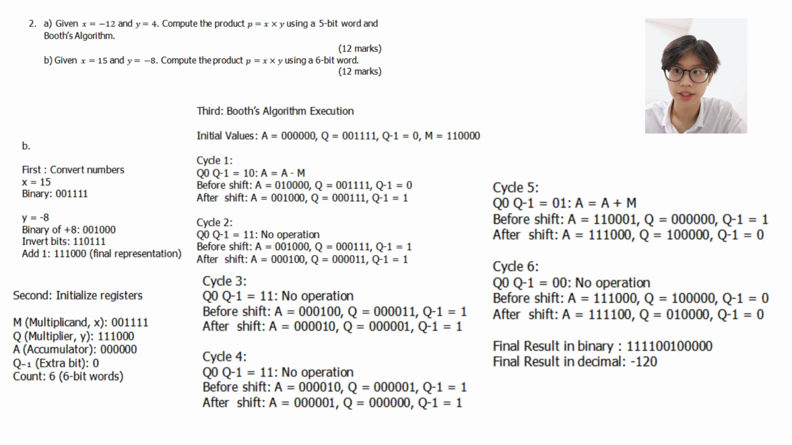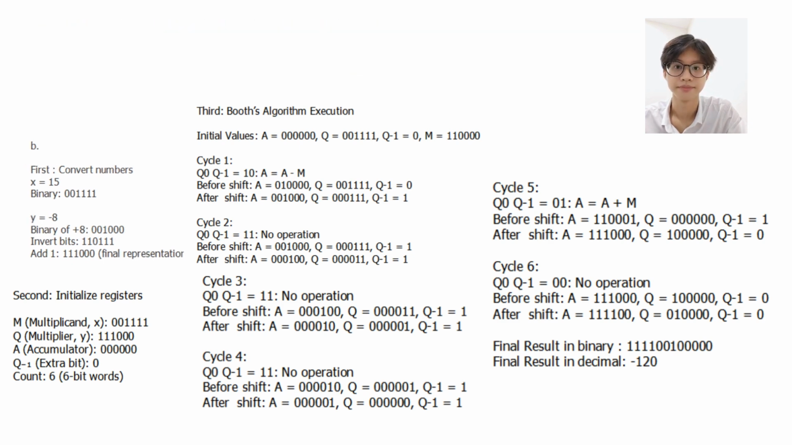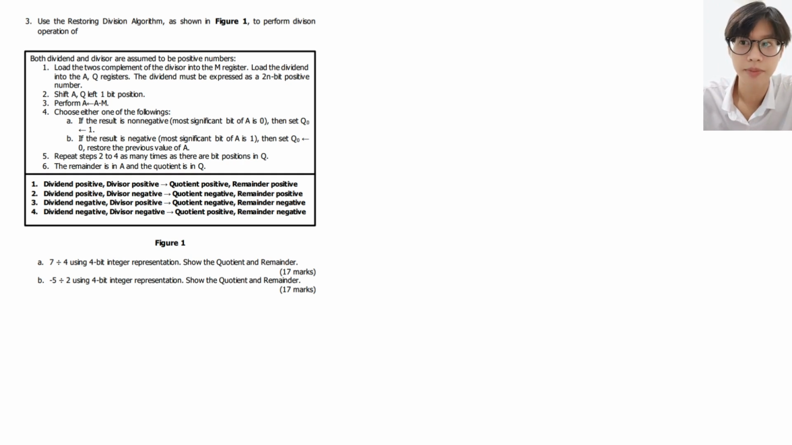For cycle 6, there's no operation needed. We just need to shift it. And then for the final result, we combine A and Q, and we get 1, 1, 1, 1, 0, 0, 1, 0, 0, 0, 0, 0, which in decimal is negative 120.